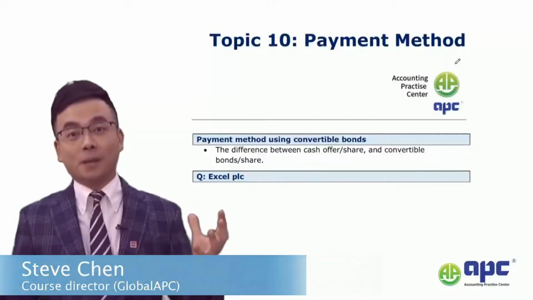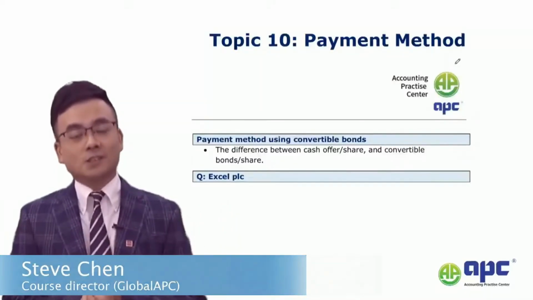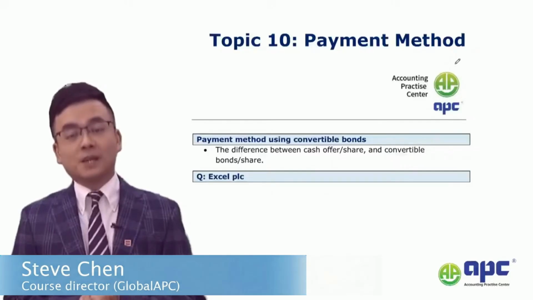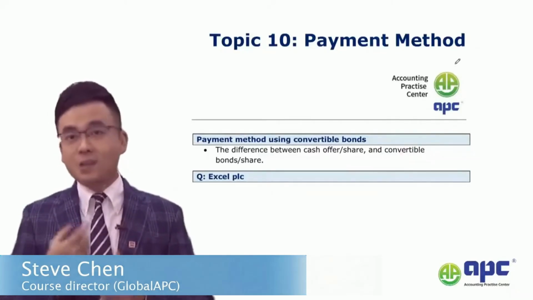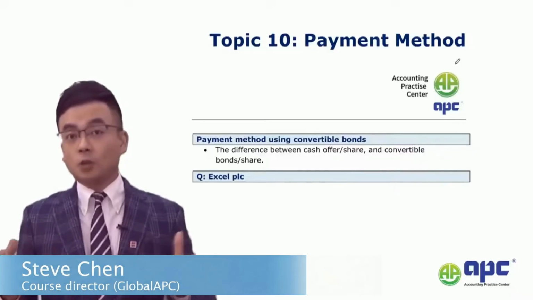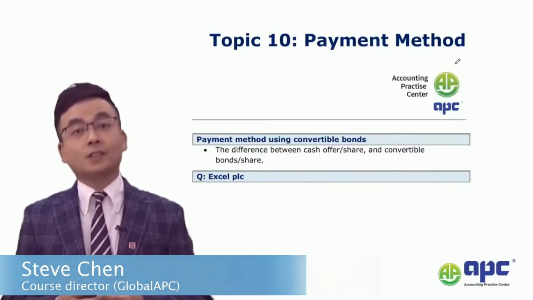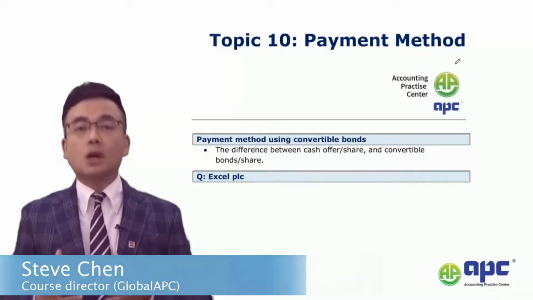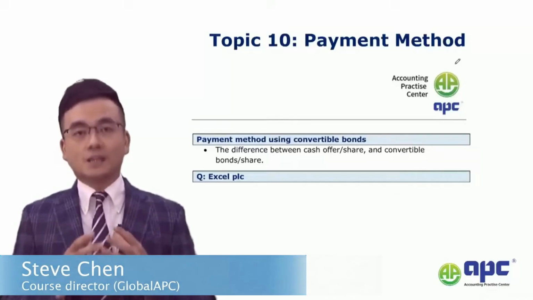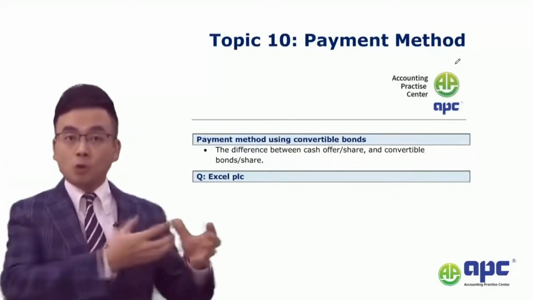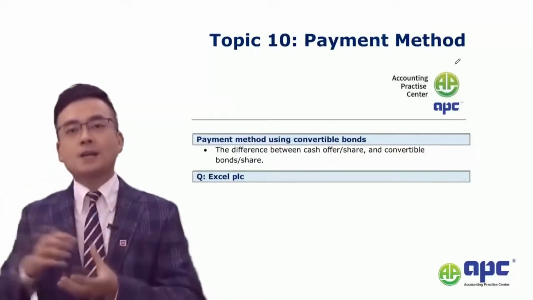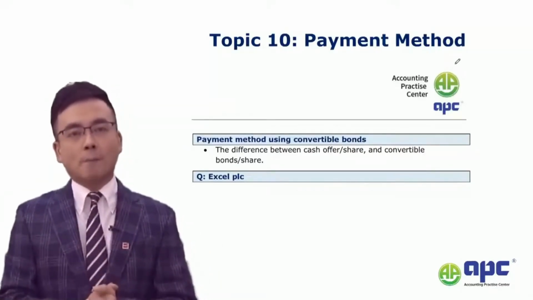Welcome to topic 10. It's all about the payment method, which means that we're going to be buying another business. So how can we pay for it? Of course, we may be paying using cash, but sometimes we may be issuing convertible debt to pay for it, which means that we borrow from others to pay for the target companies that we buy.